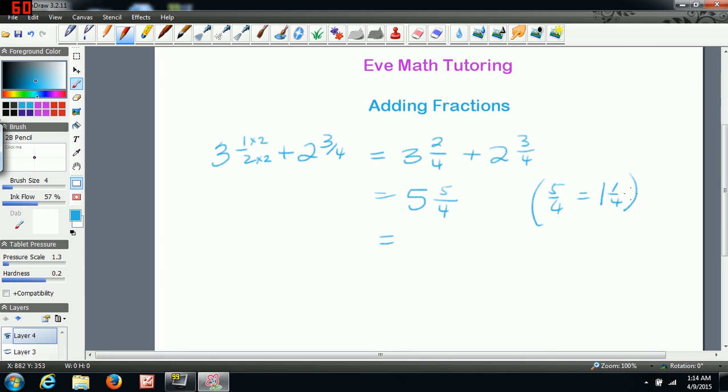So this is written as a mixed form, and this is improper. So this 1 actually can be added here, and you can get 1 over 4 as the fraction part. So you would rewrite this in this format. Okay?